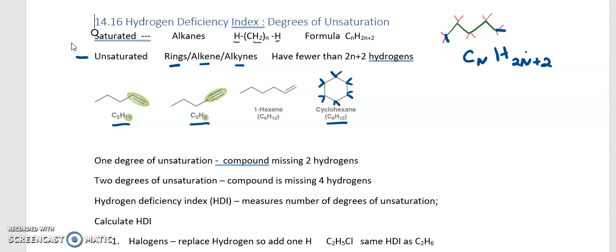Okay, so if we have 1 degree of saturation, the compound is missing 2 hydrogens. So you might have a double bond or a ring. With 2 degrees of saturation, you're missing 4 hydrogens. Perhaps you've got a triple bond, or you could have 2 double bonds, or you could have a ring and a double bond, or you could have 2 rings.